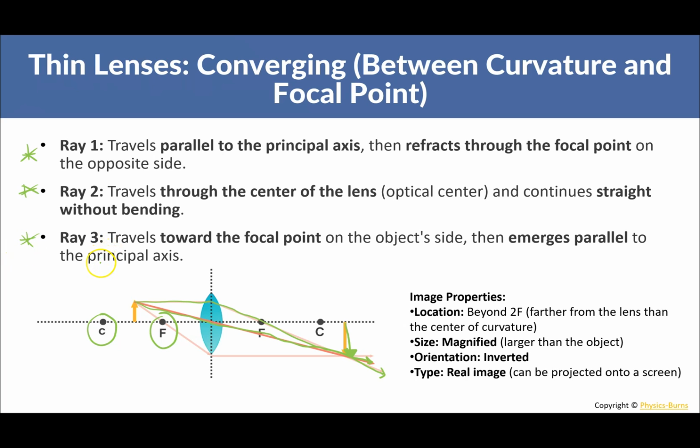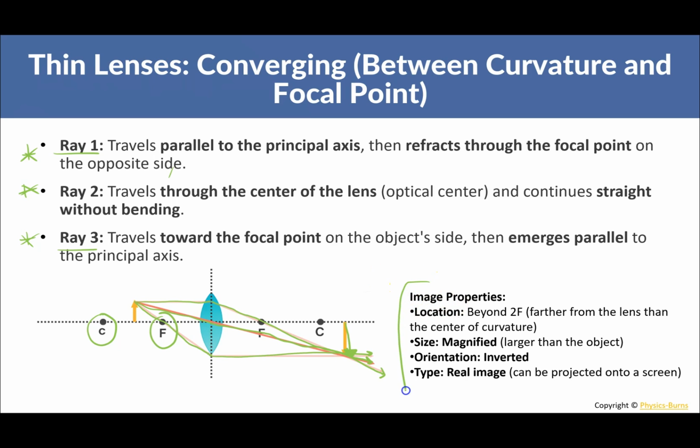But anyway, the third one, if you want to just be clear, travels toward the focal point on the opposite side, then emerges parallel to the principal axis. Okay, so it goes through the focal length. And this is usually the one I like to do. And then it's going to go like this. Okay, and it should all converge at the same place. Personally, I like to do both 1 and 3. And then I don't really do the other ones, but up to you.